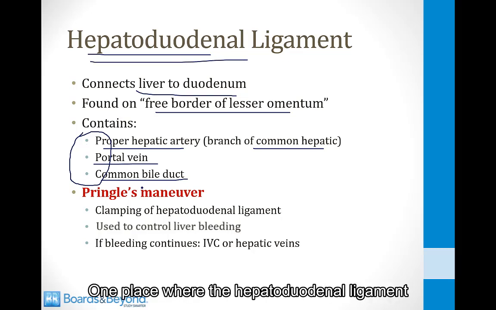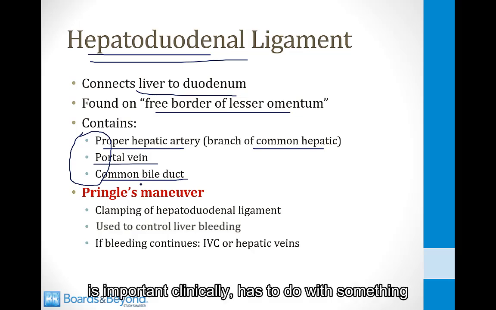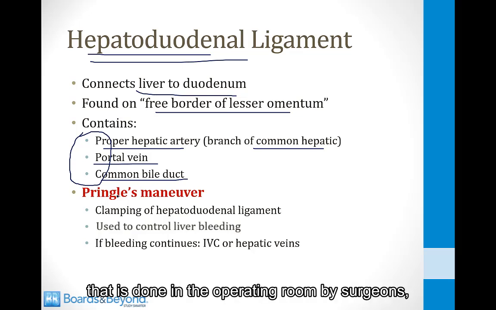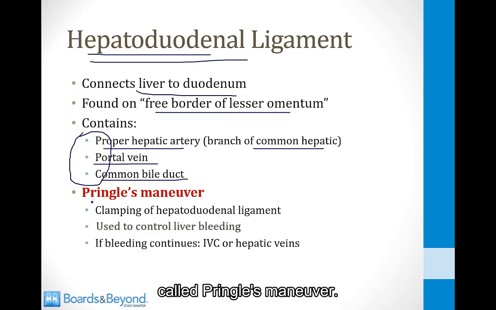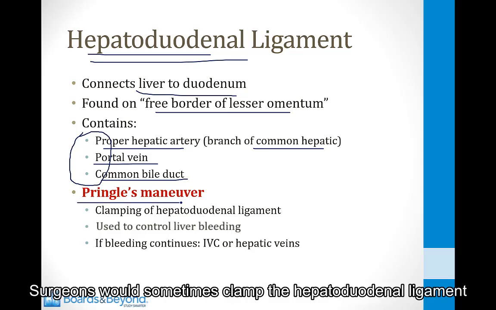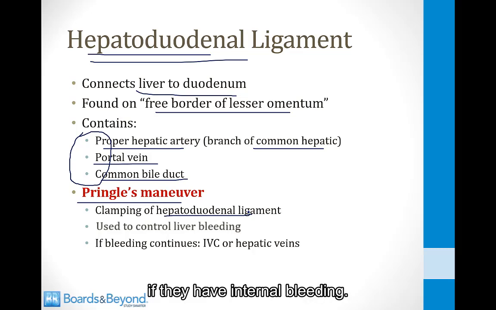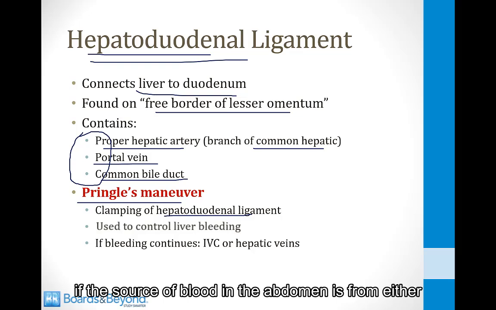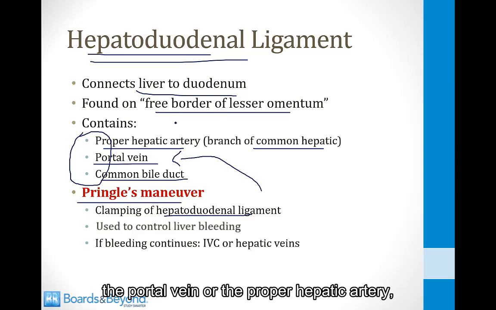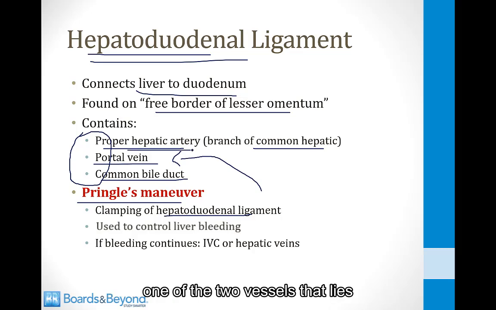ligament. One place where the hepatoduodenal ligament is important clinically has to do with something that is done in the operating room by surgeons called Pringle's maneuver. Surgeons will sometimes clamp the hepatoduodenal ligament in order to determine where a patient is bleeding from if they have internal bleeding. What this will do is control the bleeding if the source of blood in the abdomen is from either the portal vein or the proper hepatic artery, one of the two vessels that lies within the hepatoduodenal ligament.